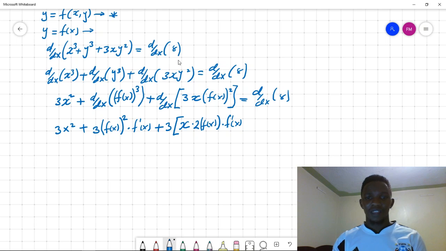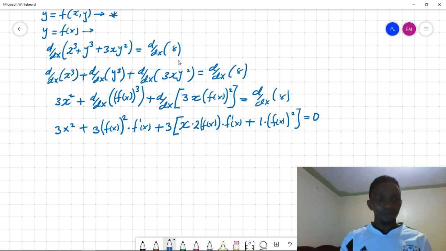Okay, then plus, remember product rule. Now we differentiate the x, we hold this one constant. So when you differentiate x, you will get 1, then multiplied by this, we are holding it constant, so it is f of x squared. Okay, this is equal to d/dx of 8. When you differentiate any constant, you will get 0.